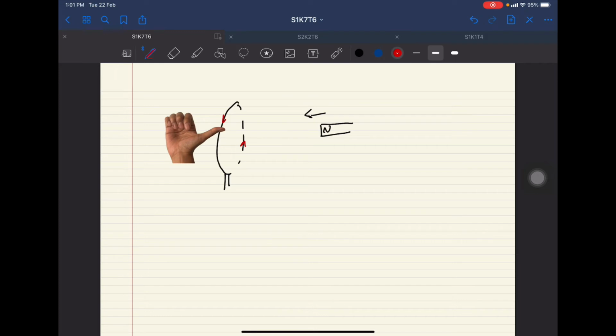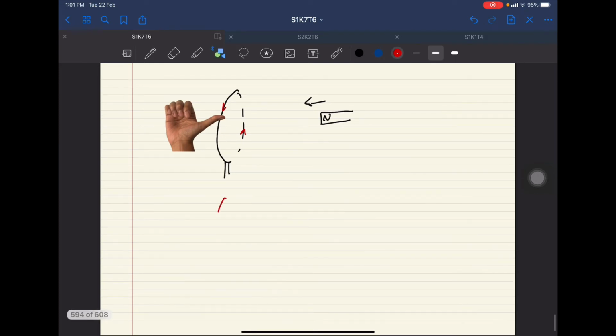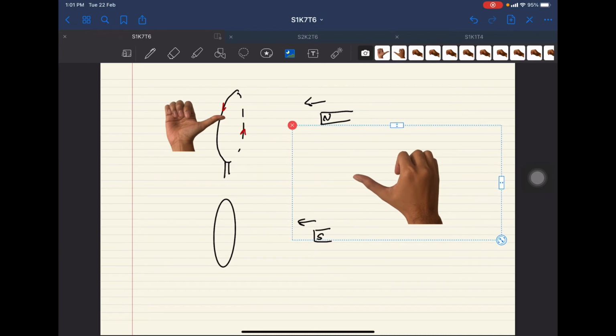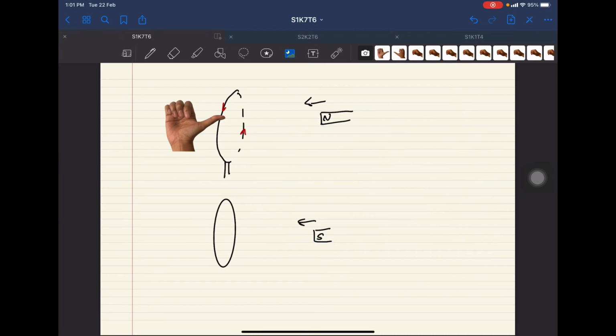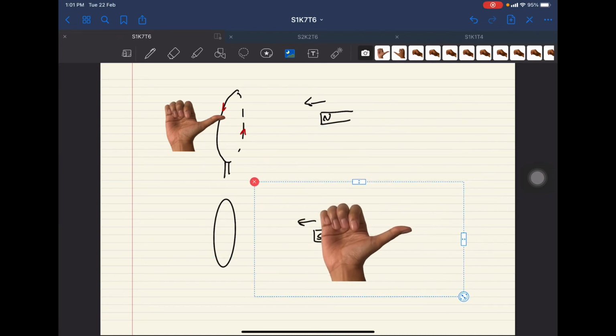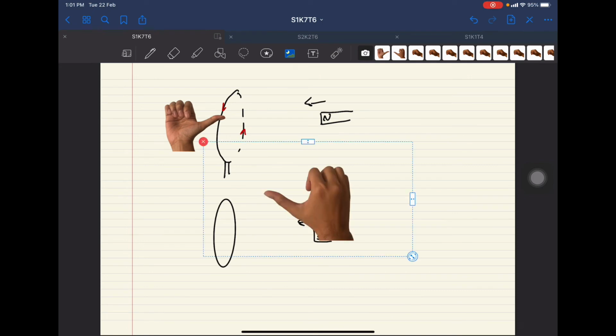What happens if you have, let's say, the south pole now going in that direction? Again, this is the circular loop. Instead of north, you have the south pole going in that direction. If you follow the direction of the magnet, it will be in this direction, right? So to oppose the change, it will be in that direction.